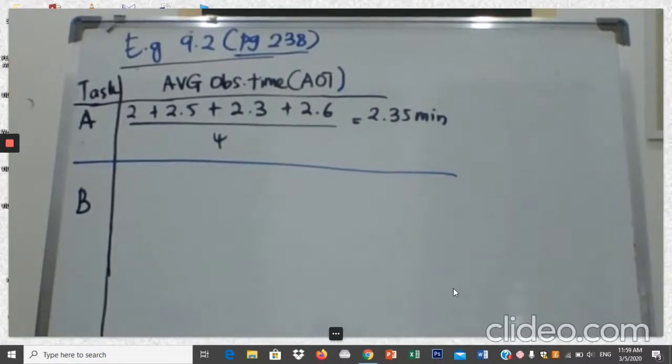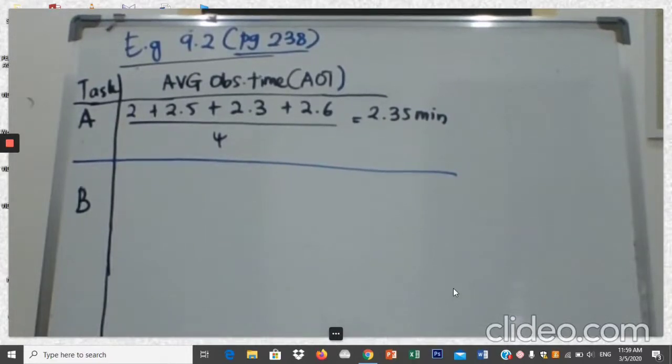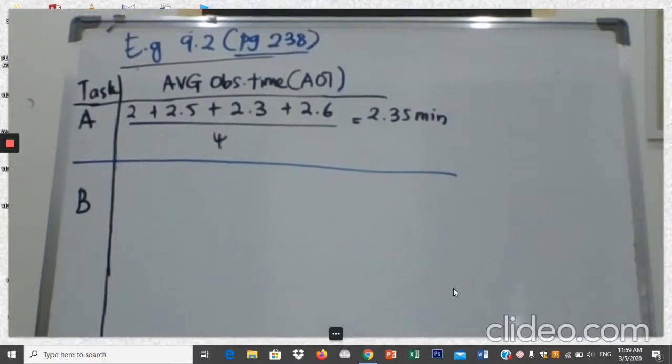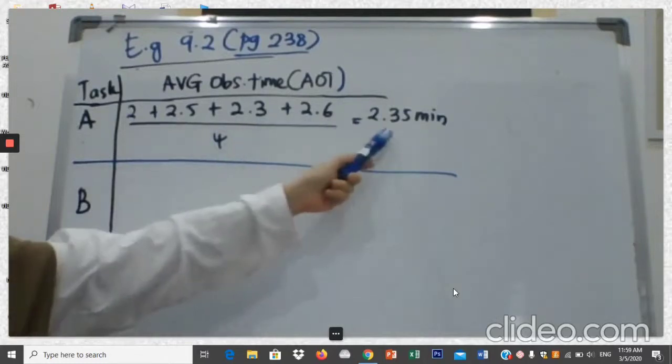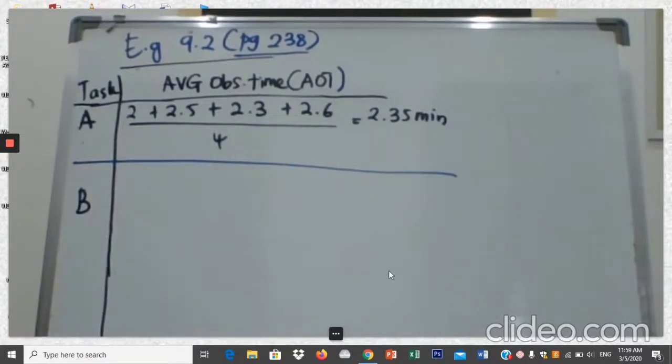We are now on task A, is there any time that looks odd or abnormal? The first observation is 2 minutes, second 2.5, then 2.3, and the last one 2.6. So it looks like these 4 observation times are normal, because the gap is not big. So they are all normal time, there is no abnormal time, and you don't have to do anything. To find the average, we divide by 4, because it involves 4 numbers here. In the end, we get 2.35 minutes.